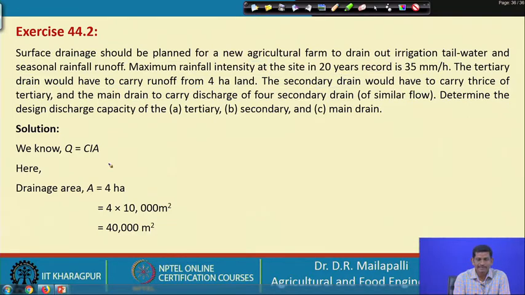Let us see the main thing here. We will be using Q is equal to C I A. So, this is the rational formula. Here the area is given as 4 hectares, so convert into meter square.